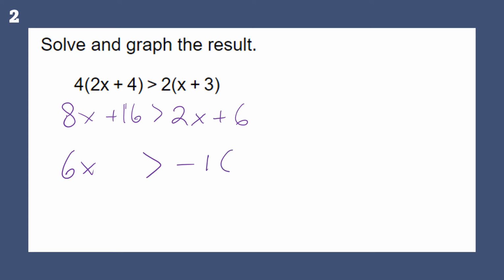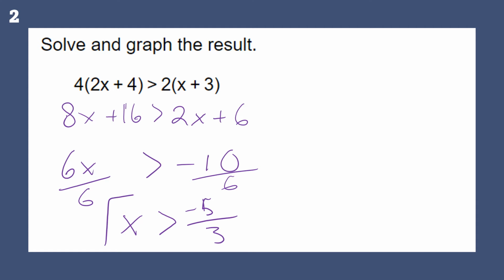So I'm going to get 6x is greater than negative 10. Now, at this point, I'm going to divide by that 6 to get the x by itself, and so x, and I divide by 6 on both sides. Now, I'm not going to flip this inequality sign because in this case, I wasn't multiplying or dividing by a negative, but rather I ended up with a negative, and that's a different story altogether. So that is my solution.